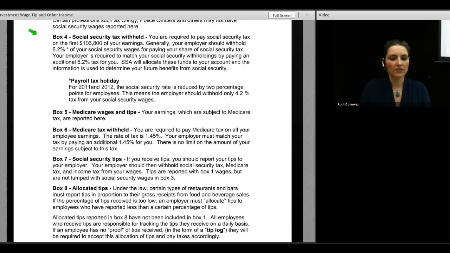You are required to pay Social Security tax on the first $106,800 of your earnings. And generally, your employer should withhold 6.2% of your Social Security wages for paying your share of Social Security tax. That's not the full and complete tax, however. That's only half of the Social Security tax. Your employer is responsible for paying an additional 6.2% on your behalf.